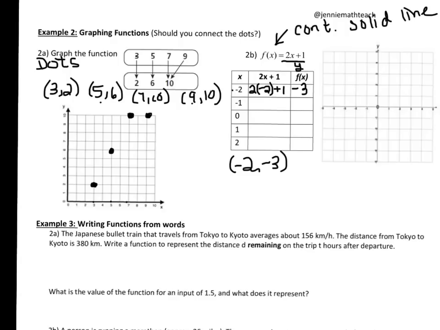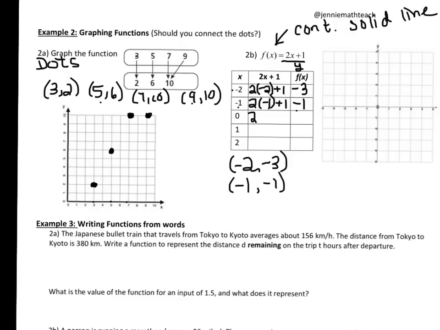So we have the ordered pair negative 2, negative 3. Next, we'll plug in negative 1 for x. So it will be 2 times negative 1 plus 1. That'll be negative 2 plus 1, which is negative 1. That means when x is negative 1, y is negative 1. There's our second ordered pair.